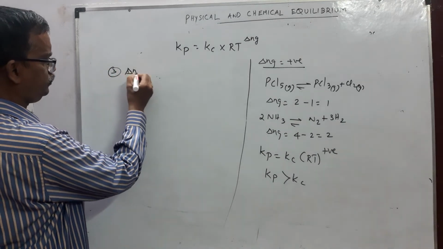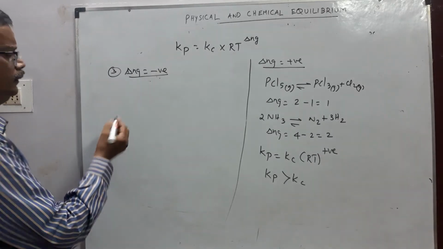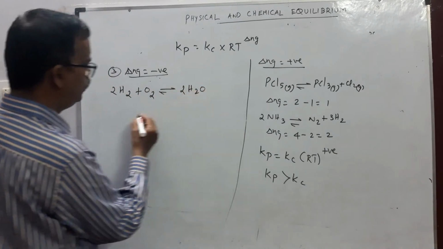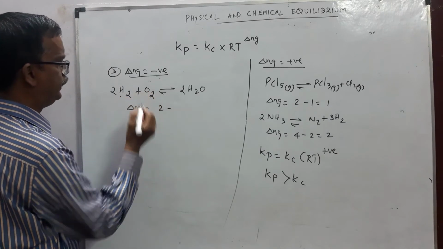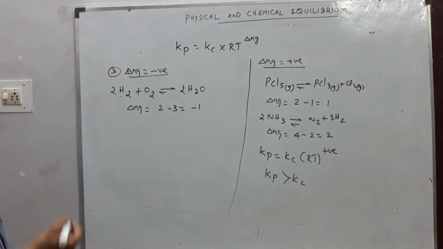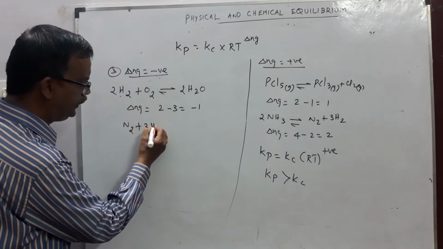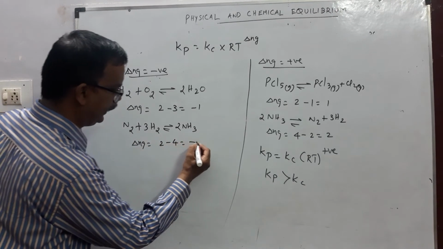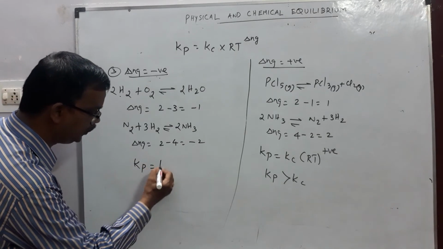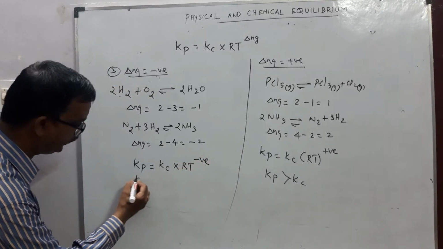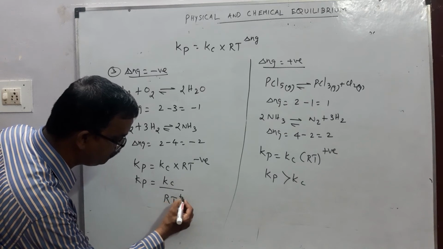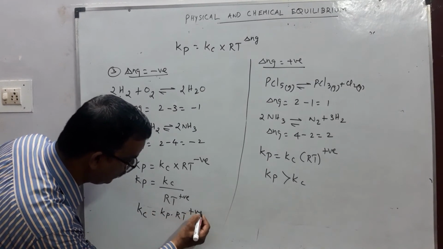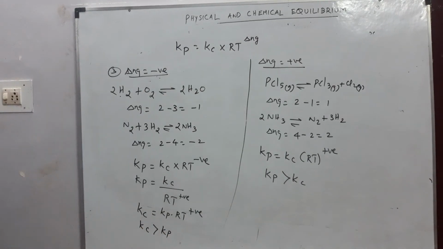Third case, when delta Ng is negative. For example, H2 plus O2 gives 2H2O. For this reaction, delta Ng is 2 minus 3, negative. Similarly, formation of ammonia: N2 plus 3H2 gives 2NH3. For this reaction, delta Ng is negative, minus 2. If delta Ng is negative, Kp equal to Kc into RT to the power of negative. So Kp equal to Kc by RT to the power of positive, so Kc equal to Kp into RT to the power of positive. So Kc is greater than Kp.